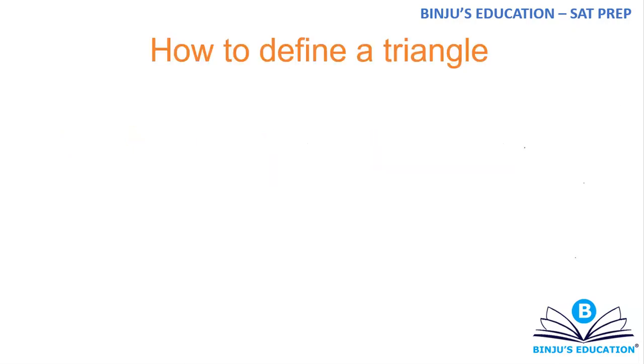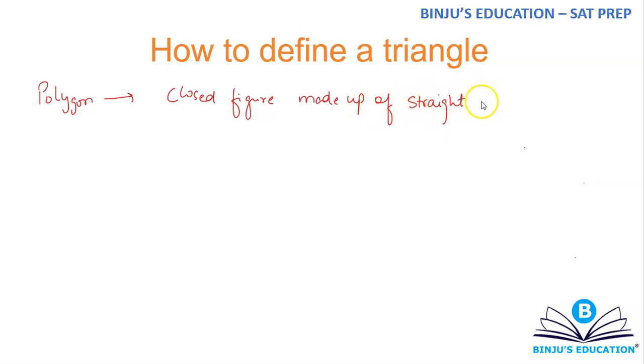So the first thing we need to understand here is how do you define a triangle? We all know that triangle is the smallest polygon. Now before we understand how do we define a triangle, let's understand this term polygon. So what is a polygon? Polygon is basically a closed figure made up of straight lines. Any closed figure which is made up of just these straight lines is known as a polygon.